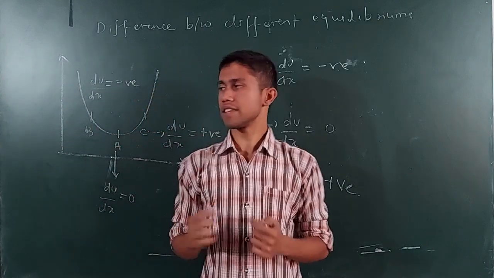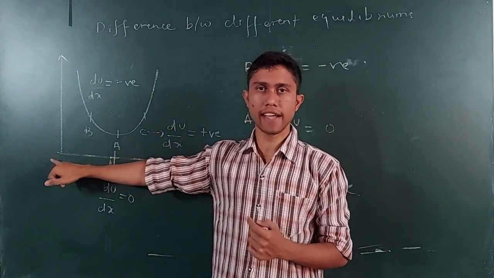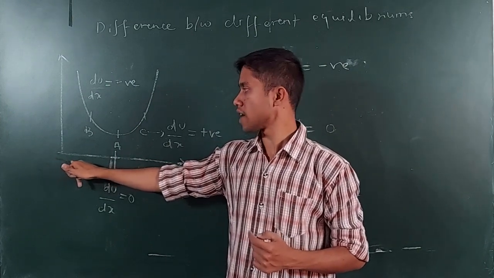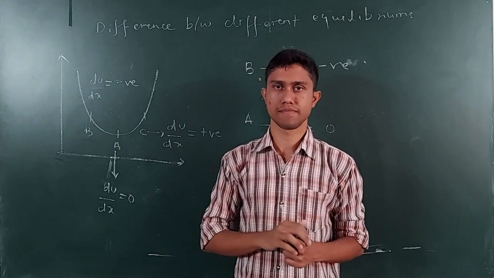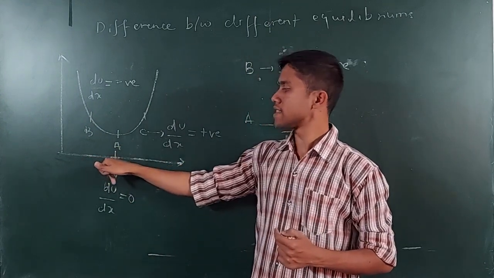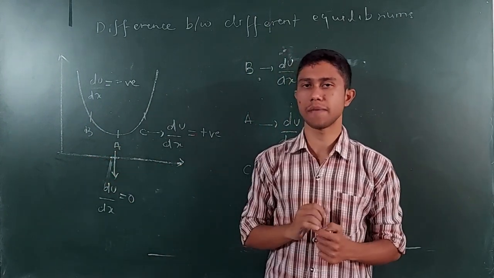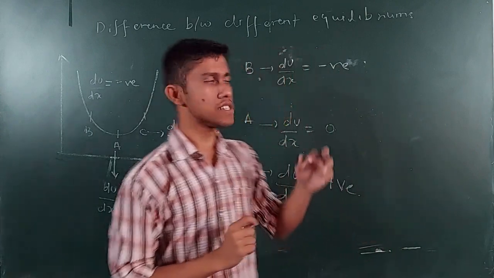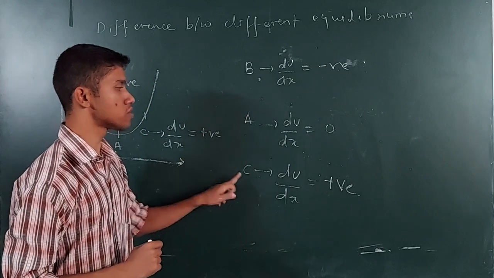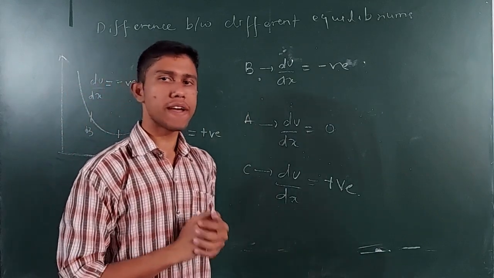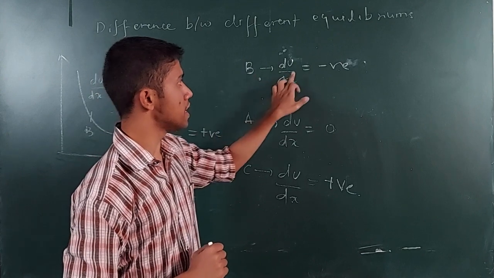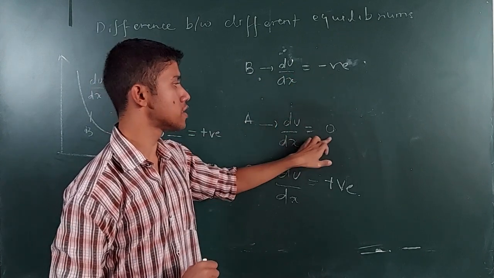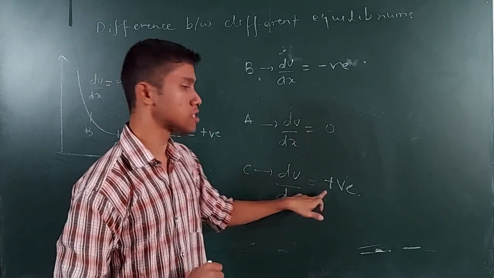I'll again revise. In this graph we start from x equals 0. Now we go towards the right hand side. First we get B, next A, and next C. So your journey is from B to A to C, which is depicted over here. What you can see is, for B du by dx was negative. For A du by dx is 0, and for C du by dx is positive.